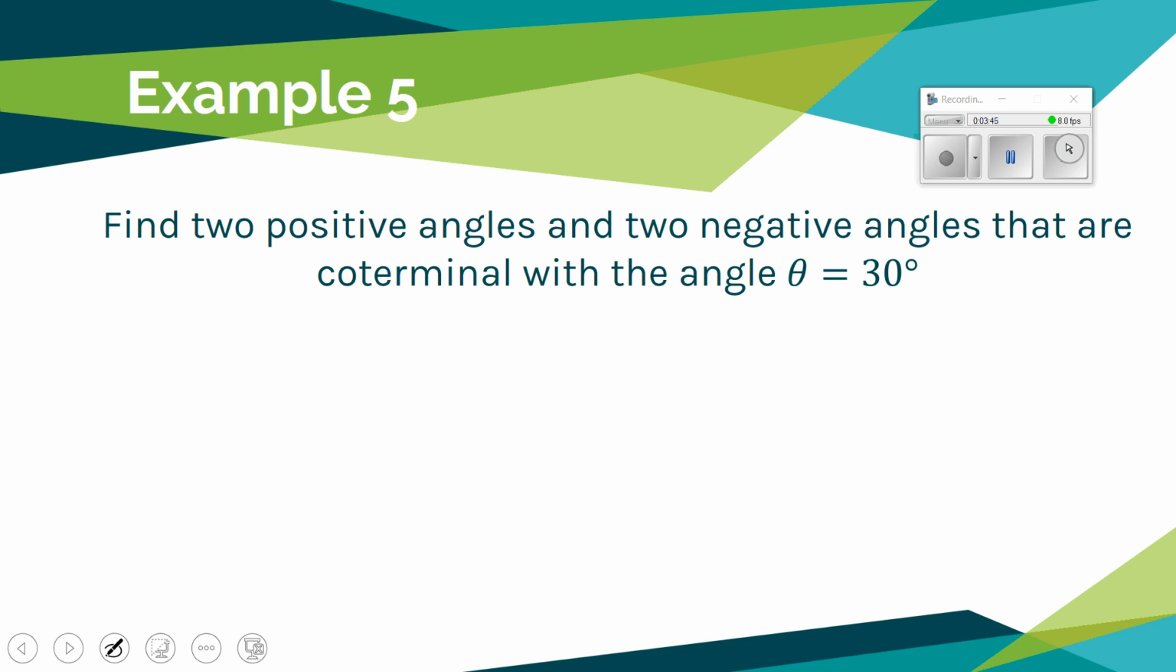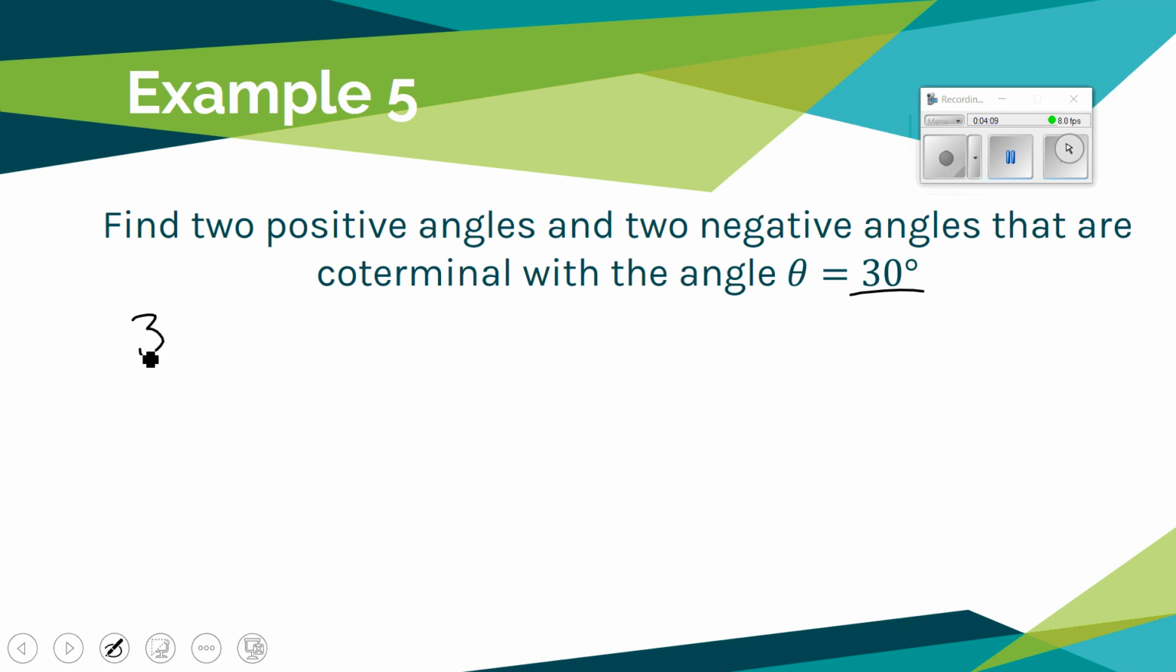Let me give you 2 minutes. Talk to your group. See if you can come up with two positive angles other than 30. 30 cannot be included. Does that make sense? And two negative angles that could be coterminal with 30. All right, what did you come up with?